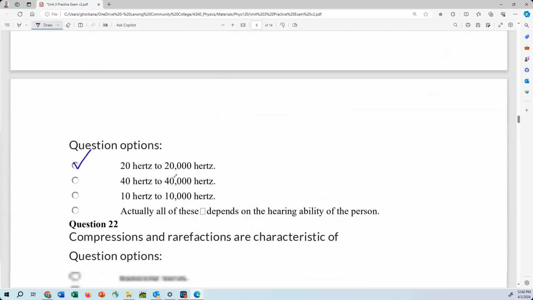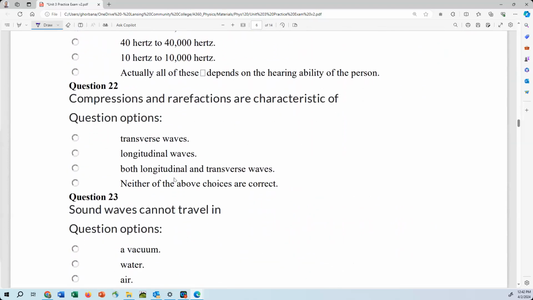Okay, number 22. Compression and rarefaction are characteristic of... we just said, okay, longitudinal wave, we have a compression and rarefaction. In the compression, the constructive interference is happening, yes? In the rarefaction, the destructive interference is happening. So we define the longitudinal wave with the compression and the rarefaction. So the right answer will be longitudinal wave.